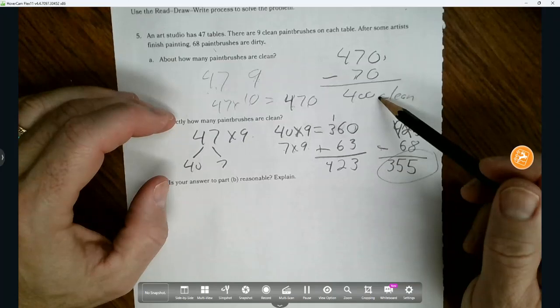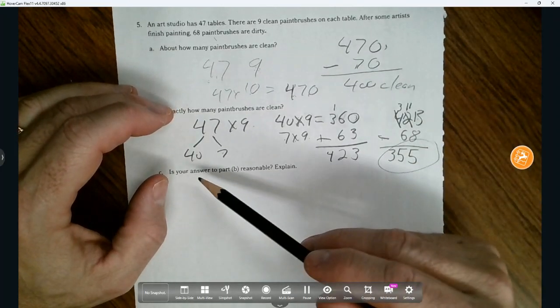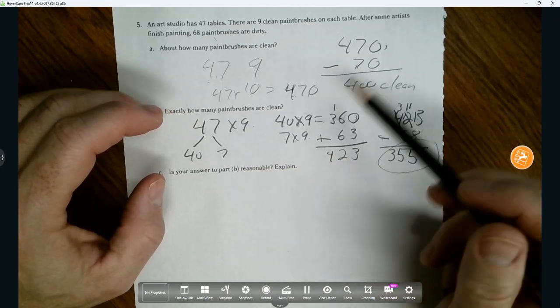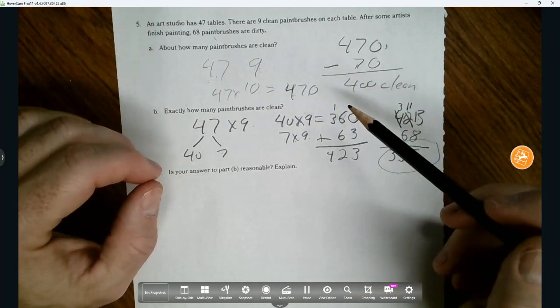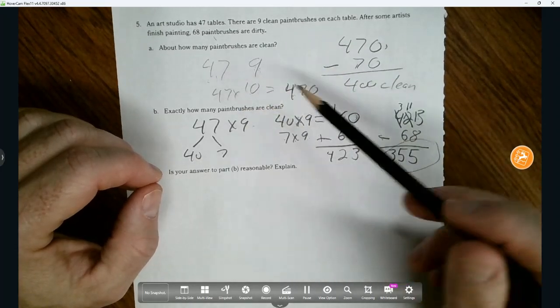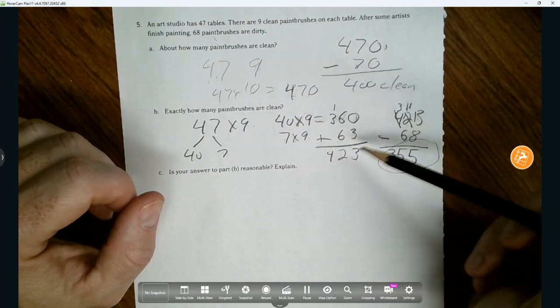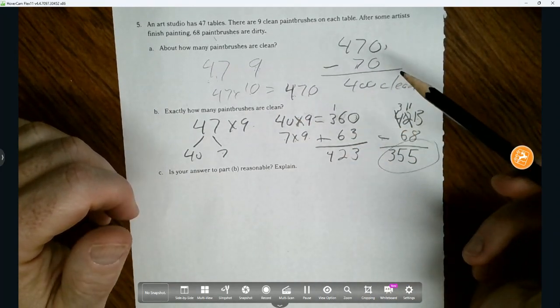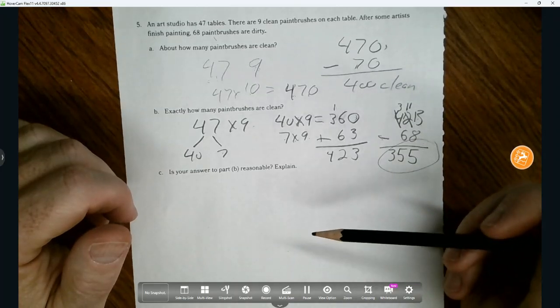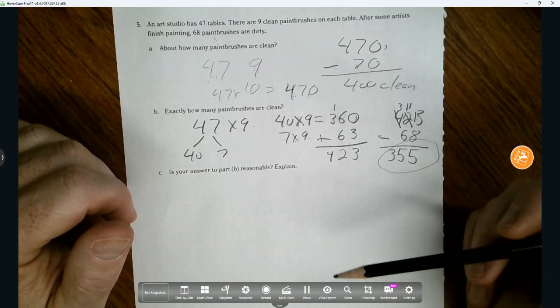So our estimate was 400. The reality is 355. Is your answer to part B reasonable? It's not too far off on our guess, right? We could have done it a couple different ways. Is your answer reasonable? Well, as long as your work makes sense, yes, your answer is reasonable. But I want you to figure out how you want to say that down here exactly. I want you to use your words, not my words, because your teacher wants to hear from you. They definitely don't want to hear from me. All right?